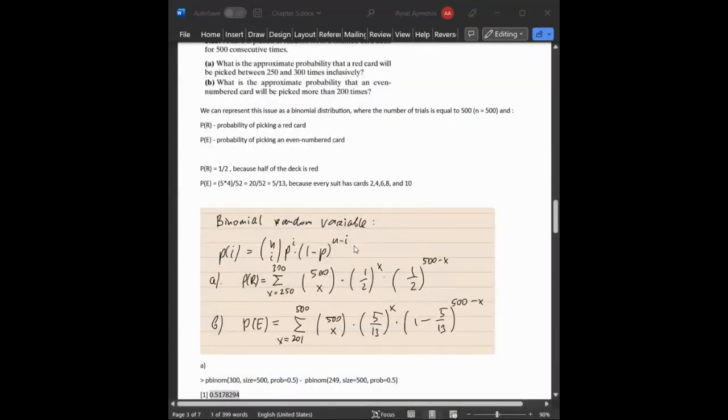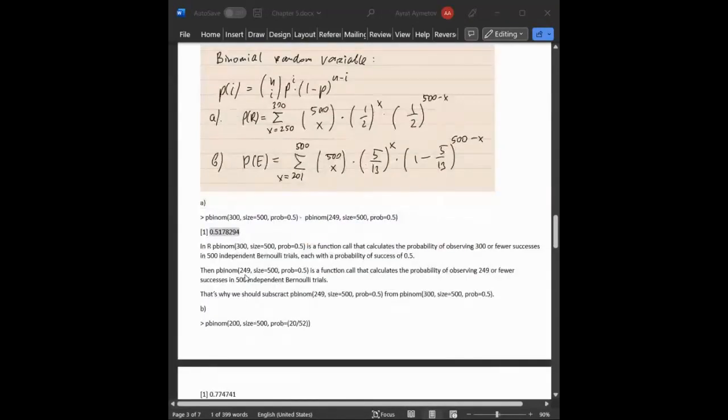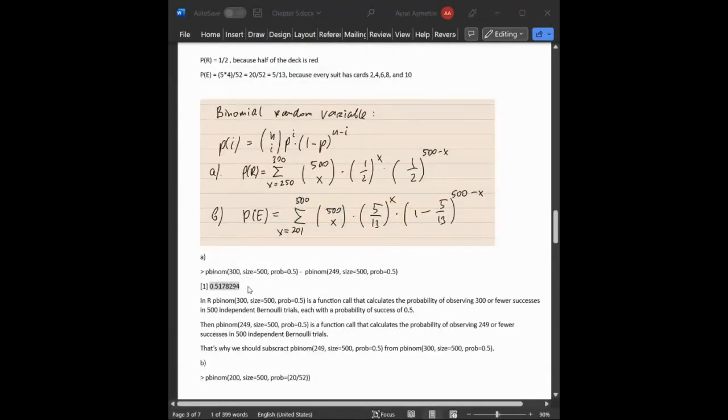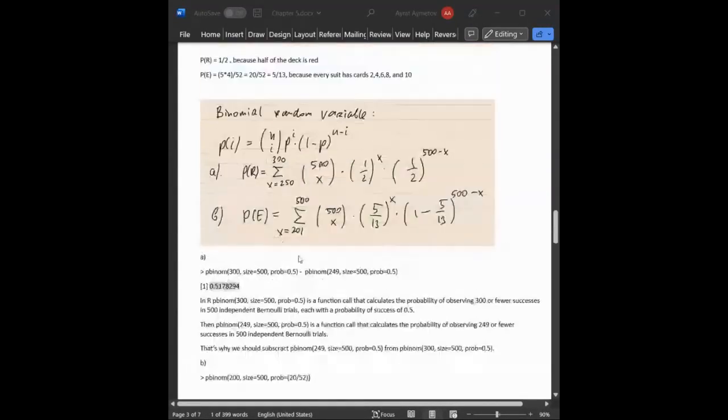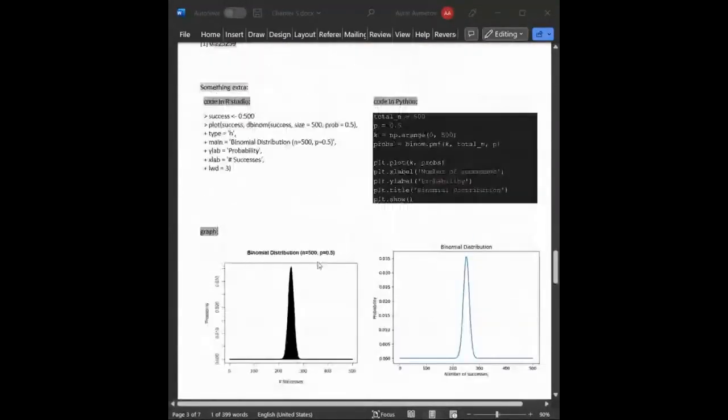Okay, this is the formula for the binomial variable. Part A is calculated by using these numbers. I used RStudio to calculate the percentage, which in part A is almost 52%. This is the sum of probabilities from 250 to 300 successful picks of a red card. It's from the middle to the 300.